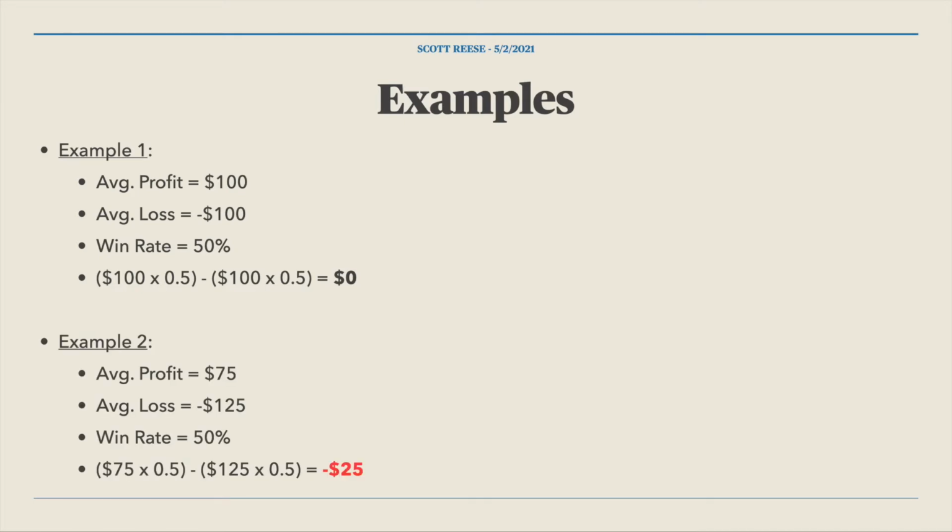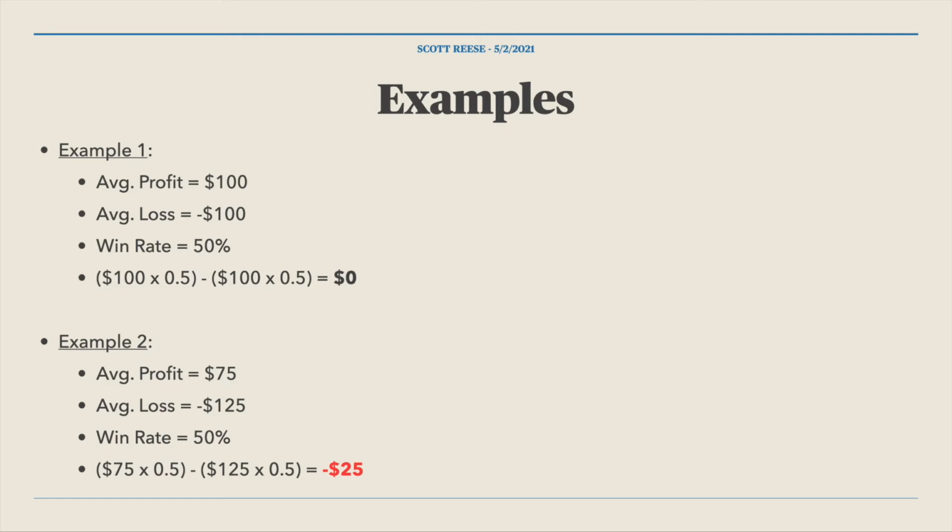So what about the next example? In this case, our average profit is only $75 per win, and our average loss is minus $125 per losing trade. The win rate is still the same at 50%, but now when you plug in the numbers to the equation, you actually get a negative expected outcome. So with this trading strategy, you would expect to, on average, continually lose money, about $25 per trade.